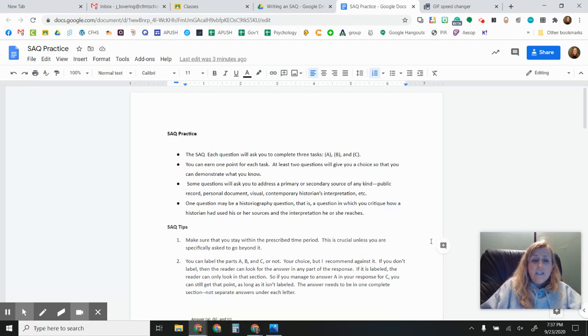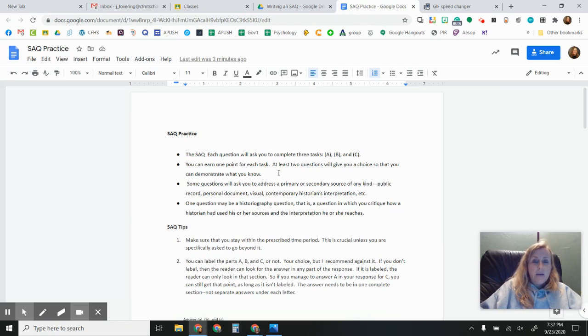Each SAQ question is going to have 3 tasks, A, B, and C. Sometimes you're going to have 2 pieces of writing as stimulus, and they're going to ask you to do some comparisons and then find evidence that is outside of the documents to support one piece or the other. Sometimes you're going to have a graph. Sometimes you're going to have a picture or a cartoon. And sometimes you're not going to have either of those.